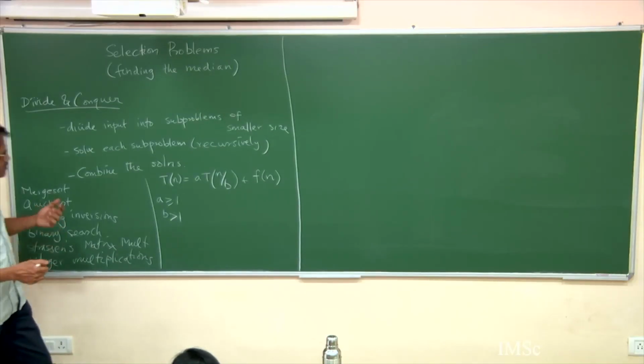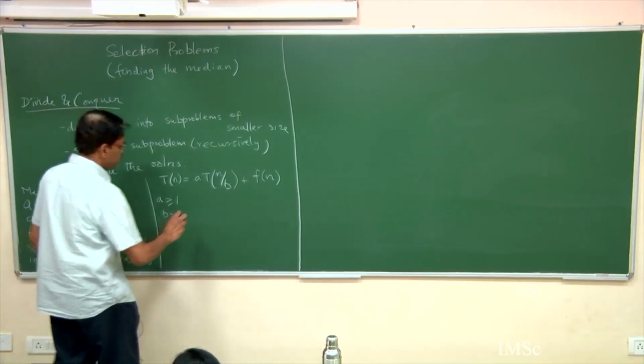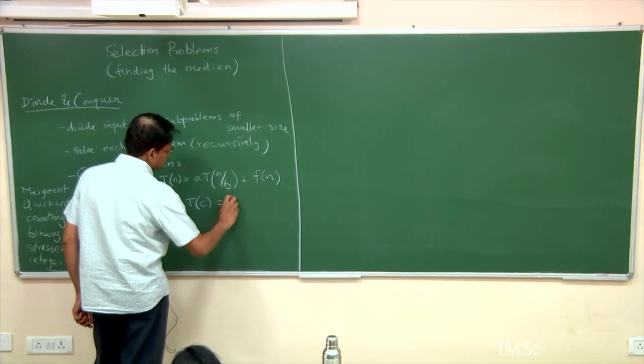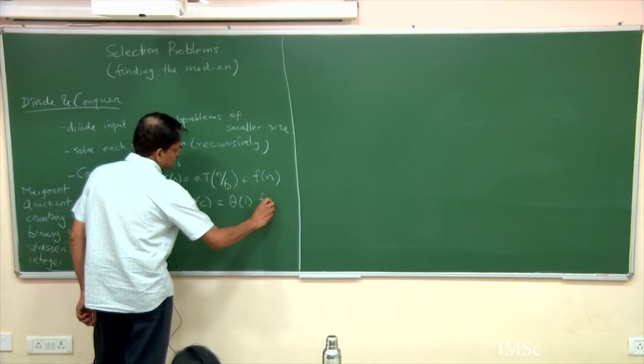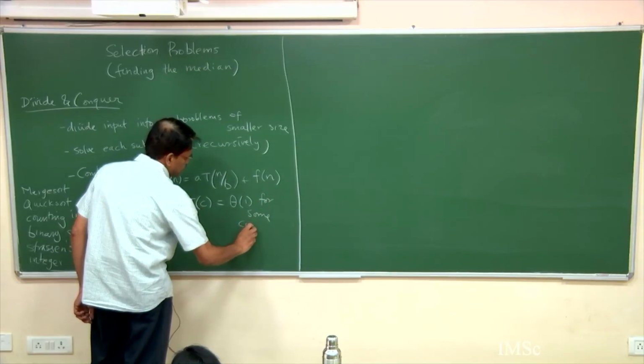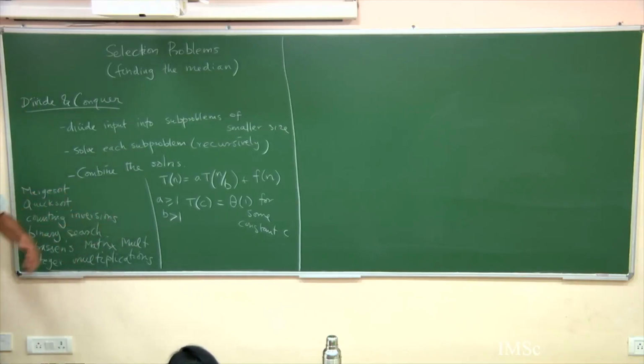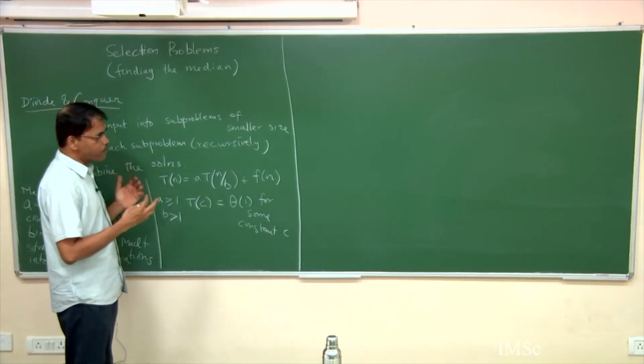And so how do you solve them? Also, if the input size is small enough, some small constant, and you need to figure out what that appropriate constant is, you just apply some brute force algorithm and solve it in constant time. That's how you bail out of the recursion. So what is the solution for this kind of a recurrence relation?